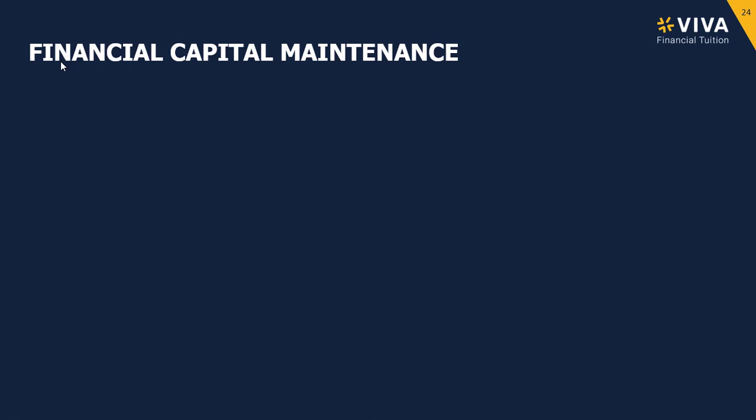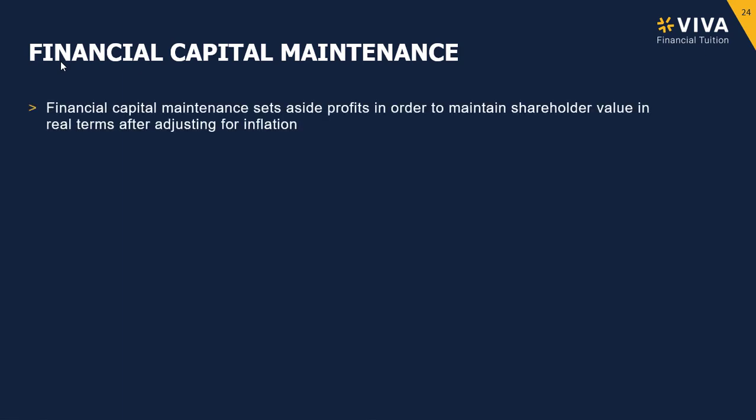Capital maintenance is all about maintenance, which is keeping something at a certain standard, isn't it? Capital maintenance is maintaining the value of your business. Financial capital maintenance sets aside profits in order to maintain shareholder value, potentially after adjusting for inflation, although that is not always going to be the case.